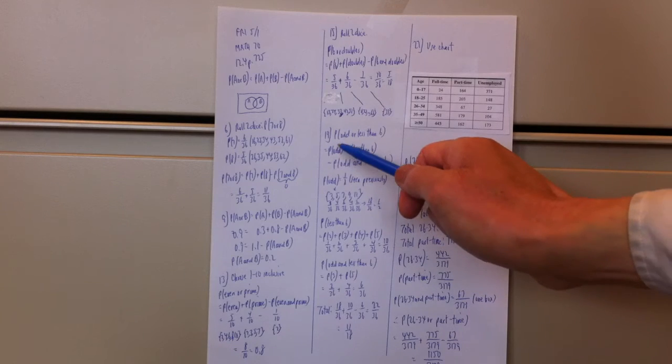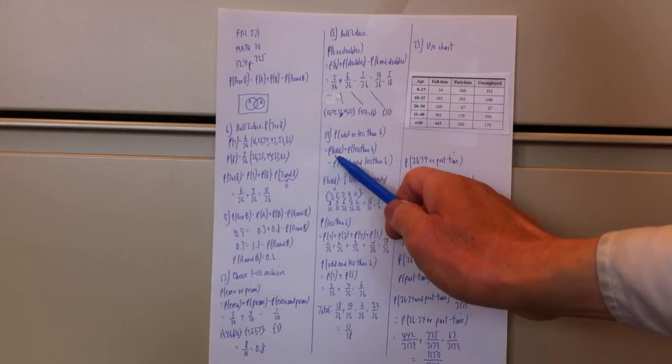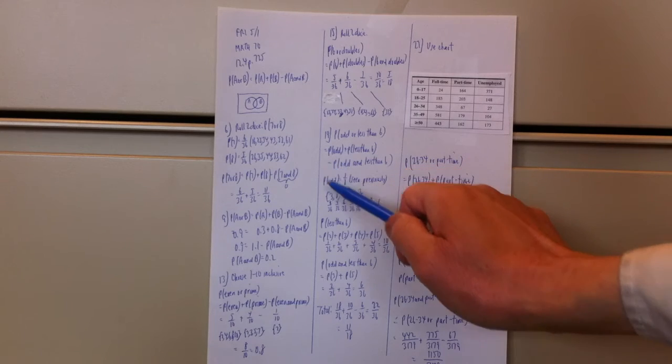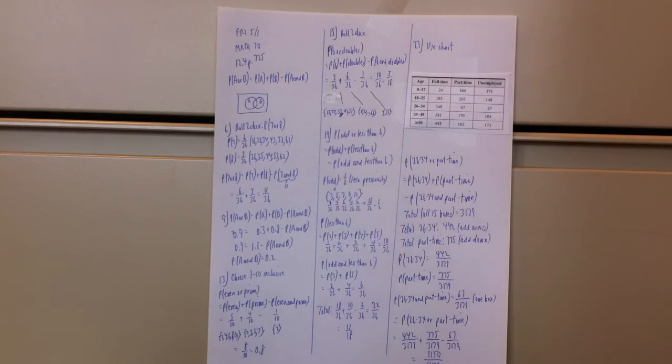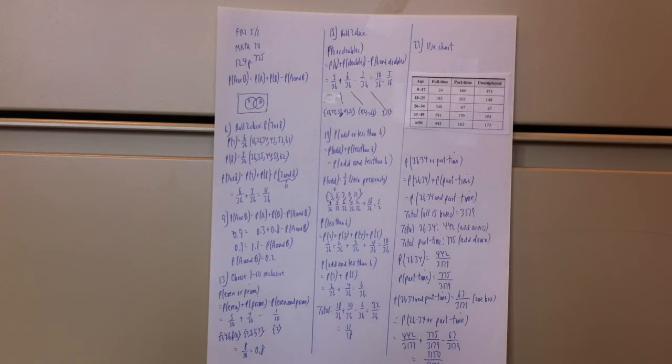19, roll 2 dice. What's the probability of getting an odd or a number less than 6? So I figure out the probability of getting an odd plus the probability of getting less than 6 minus the probability of both odd and less than 6. Probability of getting an odd is 1/2. We saw that previously that the probability of getting an odd or an even number was 1/2 each.